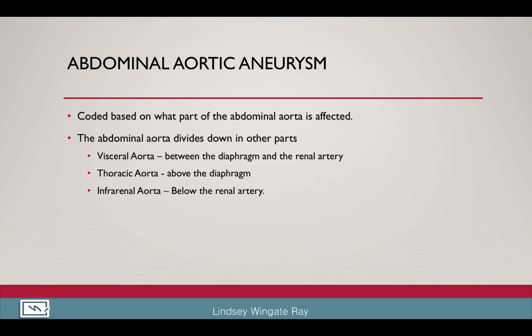These codes are coded based on what part of the abdominal aorta is affected, and we'll look at a diagram of this in just a second. The abdominal aorta divides down into other parts. One part of it is called the visceral aorta. That's between the diaphragm and your renal artery, which is on your kidneys. Your thoracic aorta is above the diaphragm, and your infrarenal aorta is below the renal artery.